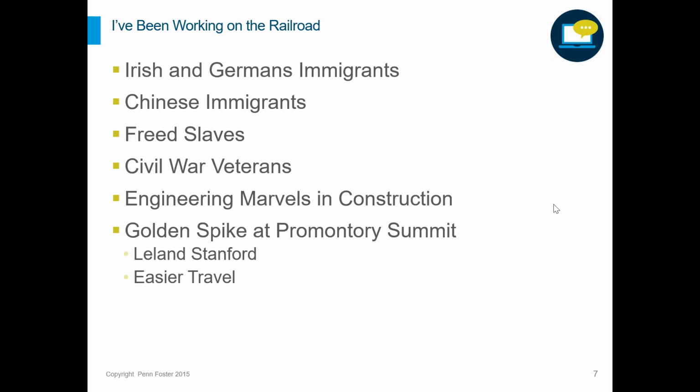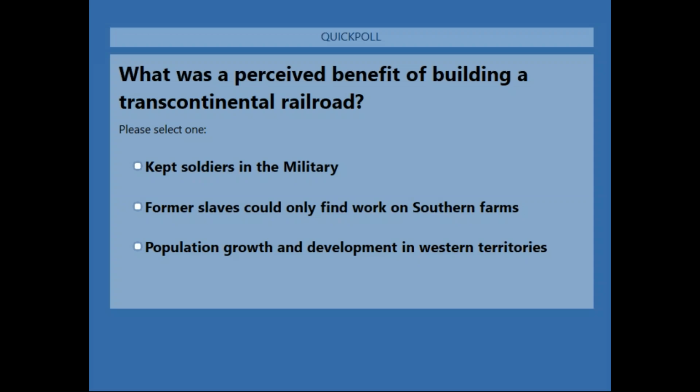That leads me to our first poll question of the day. What was a perceived benefit of building the Transcontinental Railroad? Was it to keep our soldiers in the military? Was it for some former slaves to only be able to find work in the South? Or was it the population growth and development of those Western territories? Give you guys about a minute or so to put in your responses.